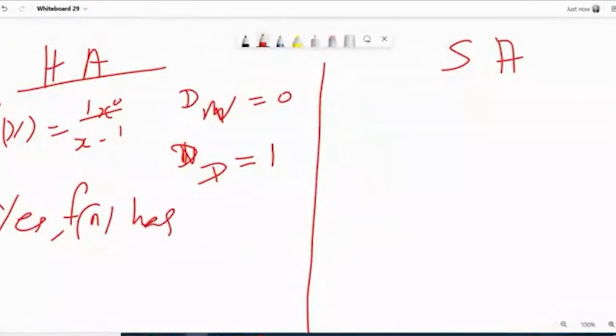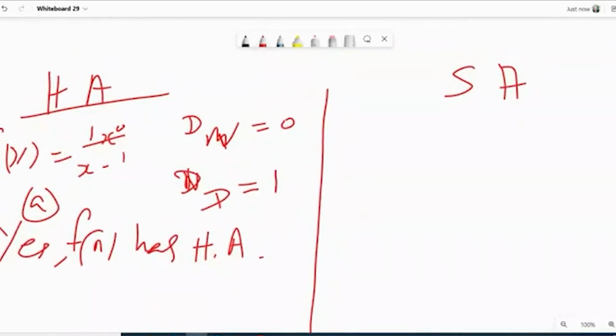So I'm answering the question: when do we have a horizontal asymptote? There could be many cases. I can say, A, when the degree of the denominator is greater than the degree of the numerator by 1, you have a horizontal asymptote. And that horizontal asymptote will be y equal to 0. There is a horizontal asymptote, and it is y equal to 0.